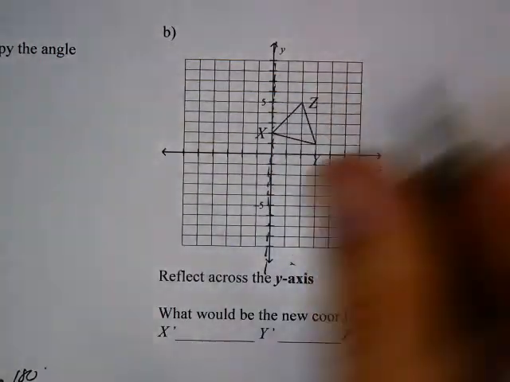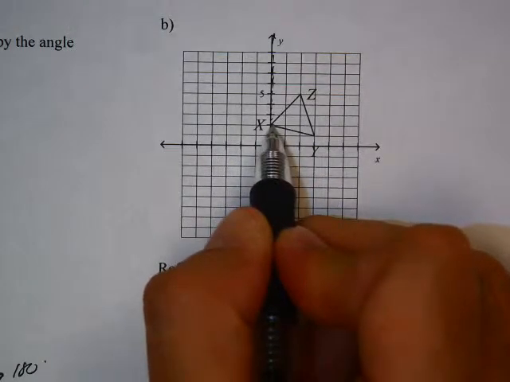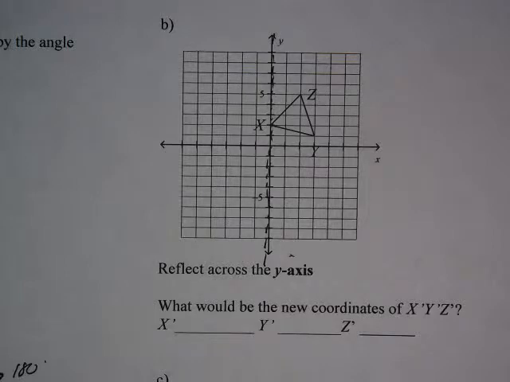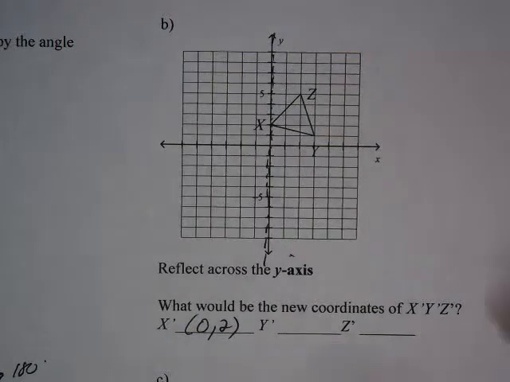So now I'm going to highlight, kind of dash over that y-axis. There's your y-axis. Now if I look at X, notice that X is right on the y-axis. To reflect it, it's not going anywhere. This is going to stay exactly where it is. So for the new coordinates of X prime, it's just going to be 0 and +2. It's not going to go anywhere at all.